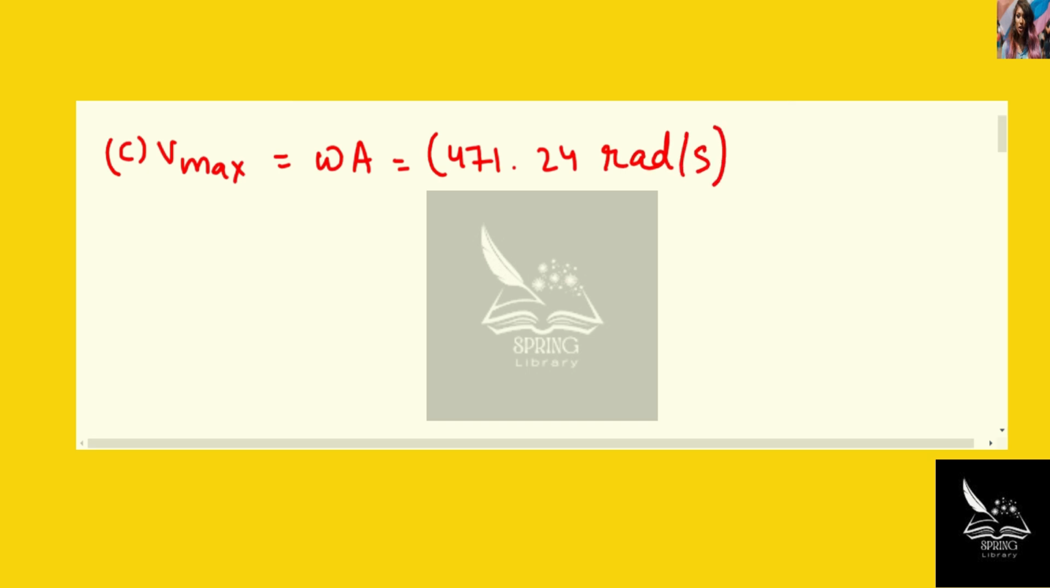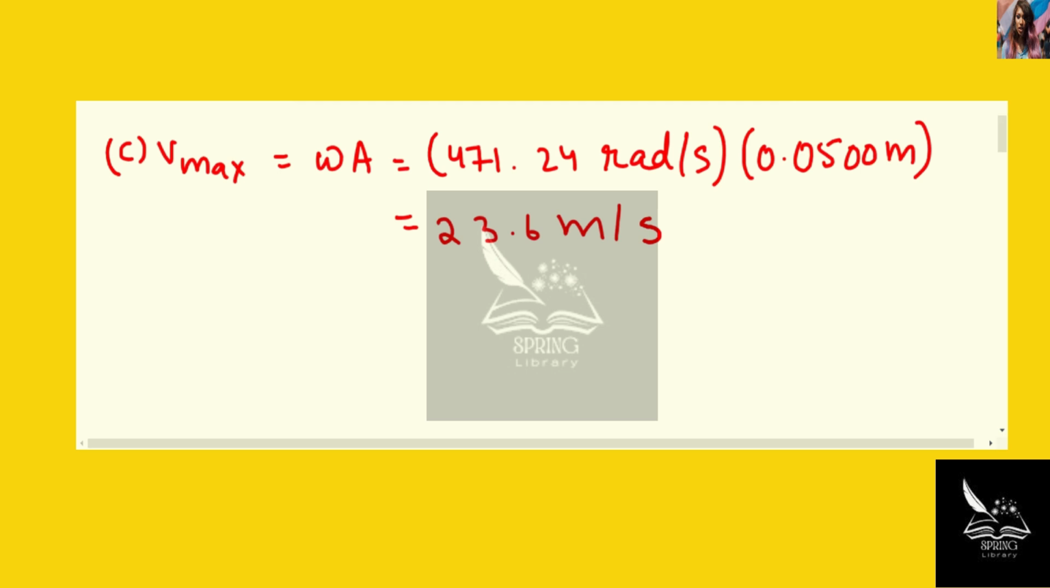Now let's move on to the C part. C part is asking for maximum velocity. This V max is omega A. So just put the values now: 471.24 rad per second into 0.0500 meter. So the answer for this will be 23.6 meter per second.